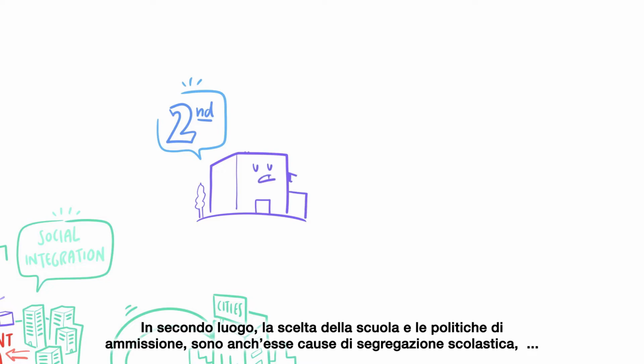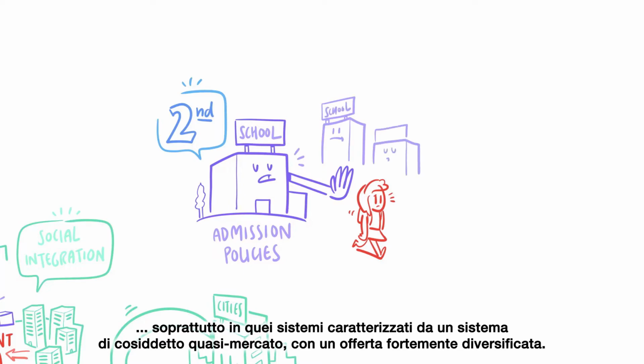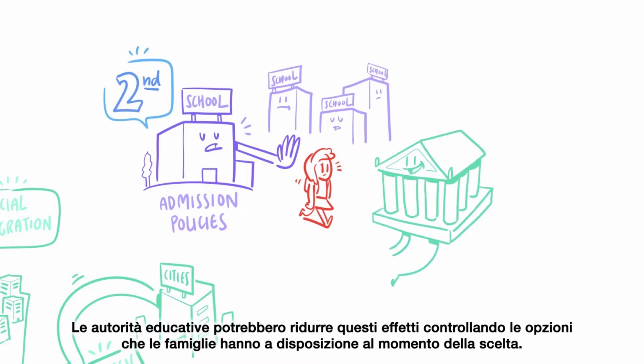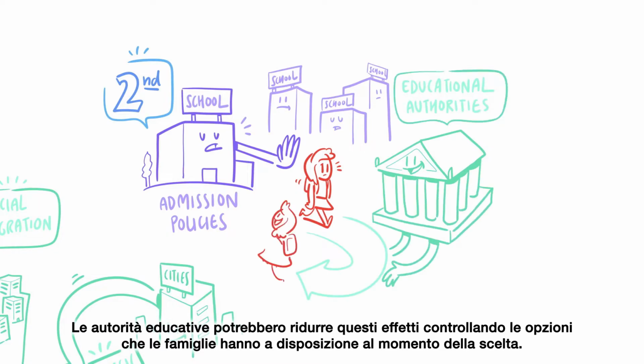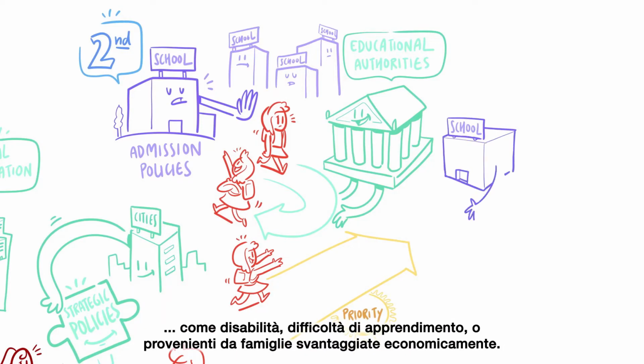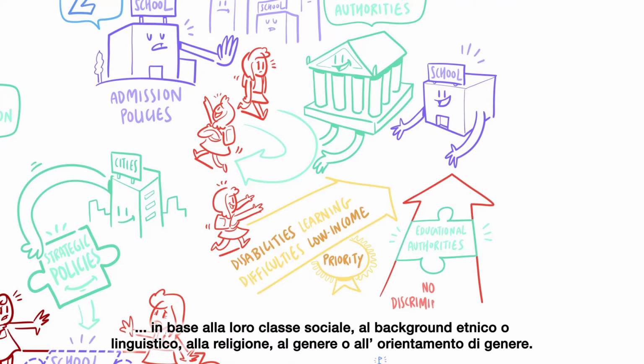Second, school choice and admission policies are also critical causes of school segregation, especially in education systems with a highly diverse education market. Educational authorities may reduce these negative effects by controlling the school choice options families may opt for. They could also fix quotas or give priority of access to schools to students with particular characteristics, such as disabilities, learning difficulties, or coming from low-income families. Likewise, it is highly important that educational authorities make sure that schools do not discriminate against certain students based on their social class, ethnic or linguistic background, religion, or gender status or preference.